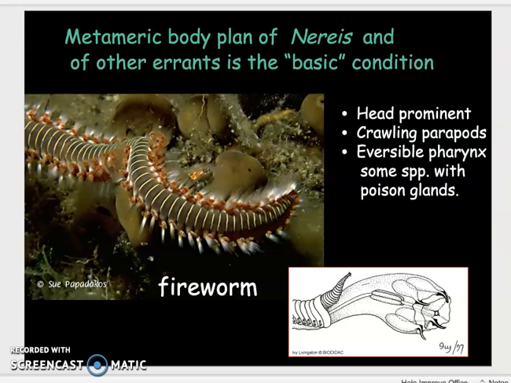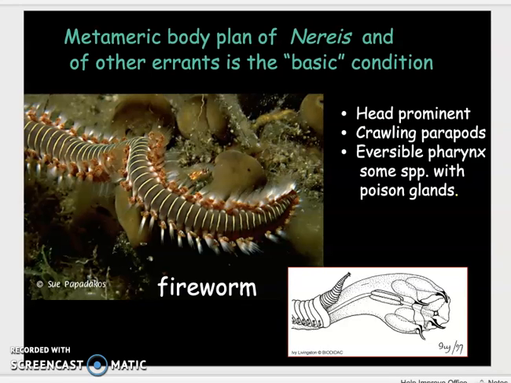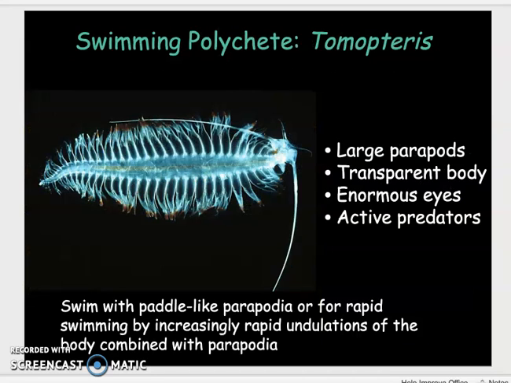And this metameric body plan of the annelids and other animals is a basic condition, and the head is prominent, with crawling parapodia, reversible pharynx, and some species with poison glands can also be present in this class. Then these are a few polychaetes. Tomopteris, which shows bioluminescence.